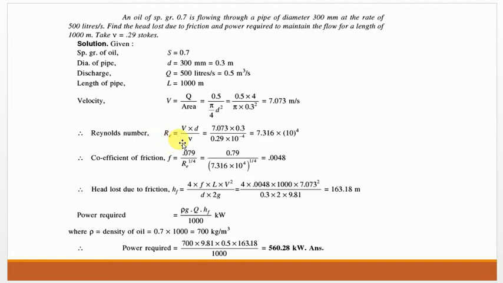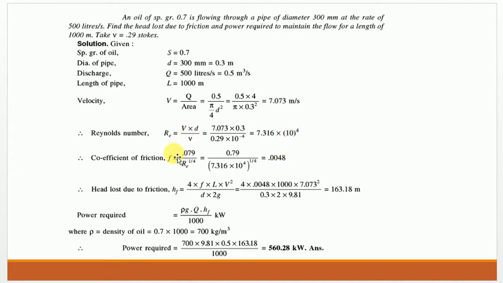To find the Reynolds number, the formula will be rho Vd by mu. Here mu is the dynamic viscosity. We know that kinematic viscosity will be mu by rho. So instead of directly substituting mu, we can take the rho out, so Vd by nu. This simplification we have seen in dynamic and kinematic viscosities in unit number 1. So V will be equal to 7.073 into d, the diameter, divided by 0.29. It's given in terms of Stokes, so we need to convert it into meter square per second. If you convert, it will be 0.29 into 10 power minus 4, and simplifying we will get 7.316 into 10 power 4, which is greater than 4000.